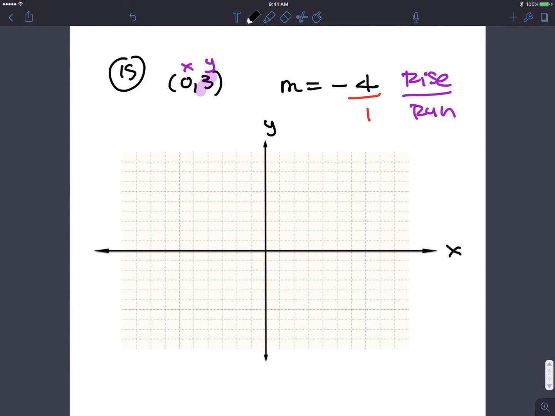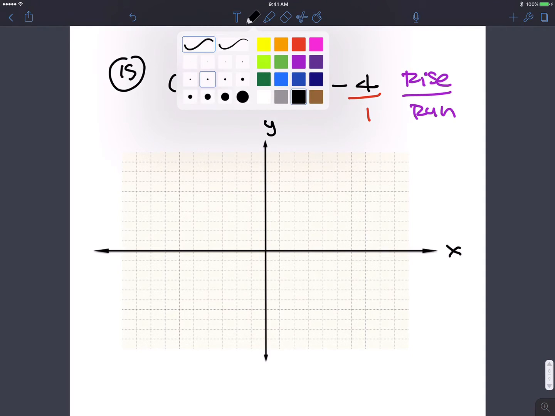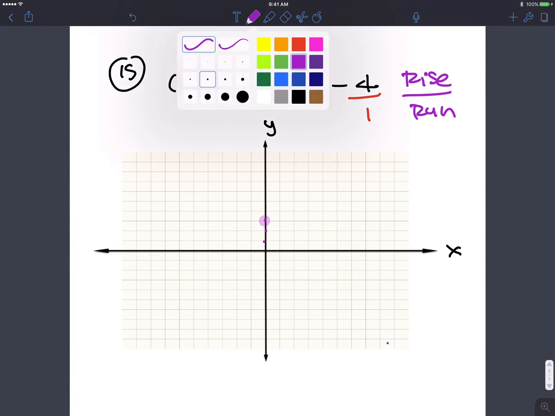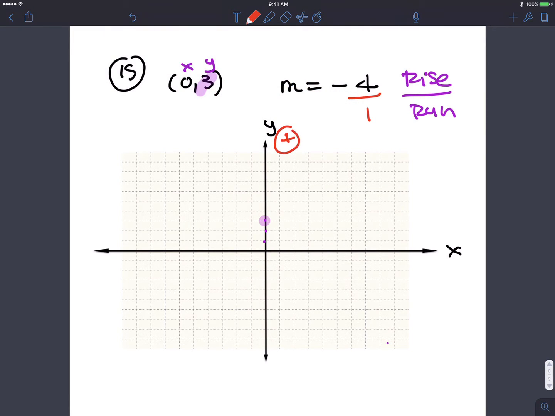X-axis, y-axis. The location of the y-intercept is at positive 3. So since 3 is positive, we go up 3 units. 1, 2, 3. This is the location of our y-intercept. Let's recall. Up is positive. Down is negative. To the right is positive. To the left is negative.